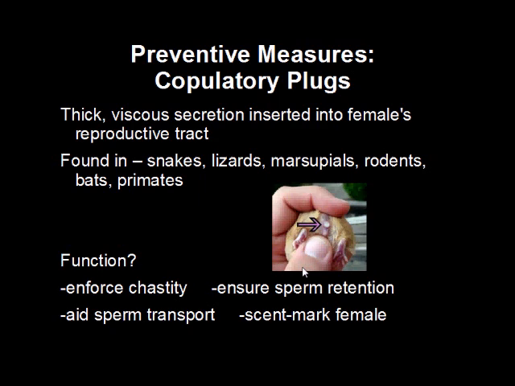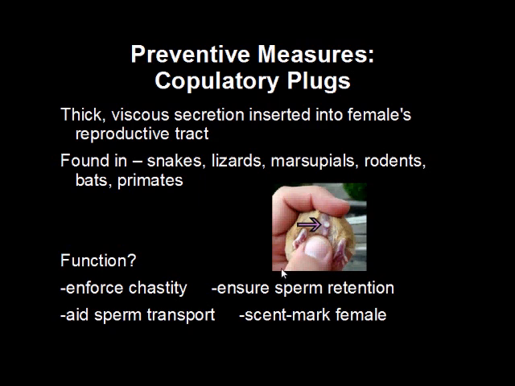Then here's another measure. After you mate with the female, you can actually insert something, a plug, in her hole so that nobody else can get in. And this is actually quite common. You find it in snakes, lizards, marsupials, rodents, bats, primates even.